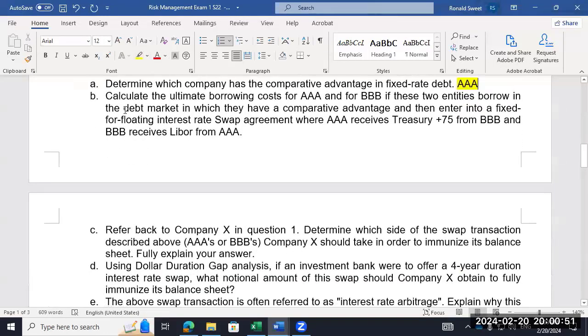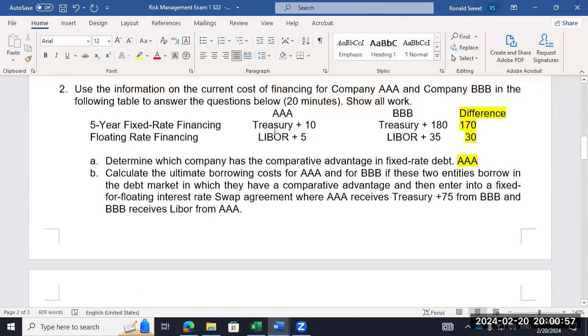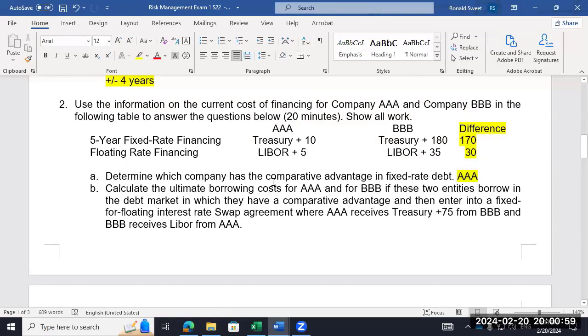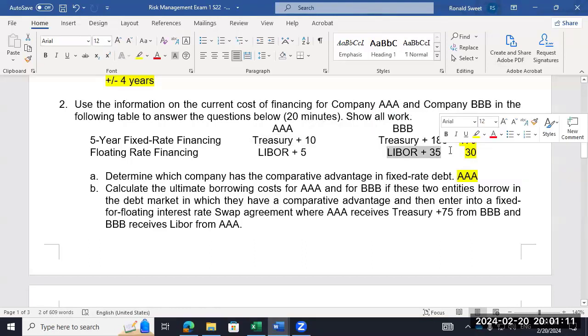All right, I haven't done the swap yet, but what were y'all getting on the swap? So AAA is gonna borrow what first to start with? Yeah, wherever they have the advantage. So they have advantage on fixed, so they're gonna borrow on fixed. Wherever the 170 is, that's what AAA is gonna be. Wherever the lower number is, that's where triple B is gonna be. Everybody understand that? There's no swap there. They're just borrowing money. All right, nothing wild's happened yet, but we got to set up the swap.